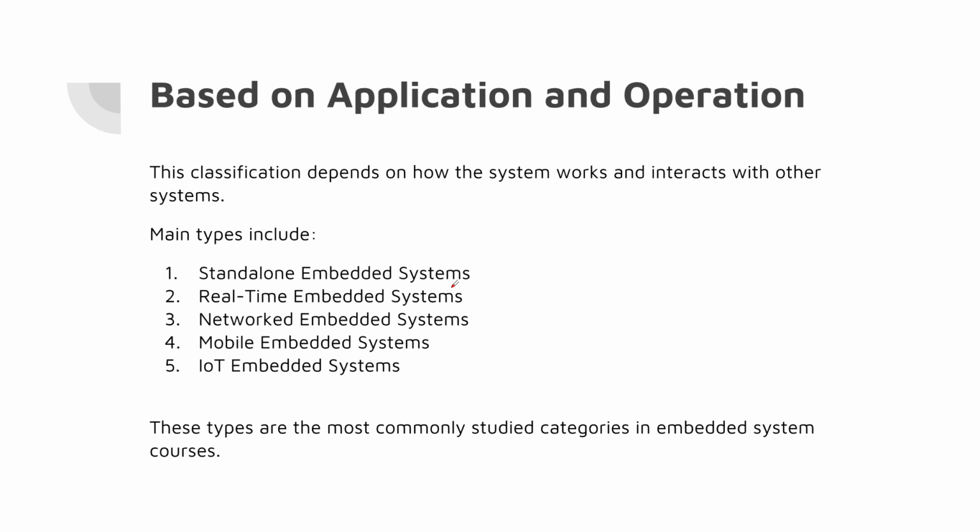Next, we can see how the embedded systems are classified based on the applications and operation: how the application is and where it is used. Depending upon that, they are classifying the embedded system as standalone system, real-time embedded system, networked embedded system, mobile embedded system, and IoT based embedded system. In upcoming slides, we can see each system in detail.